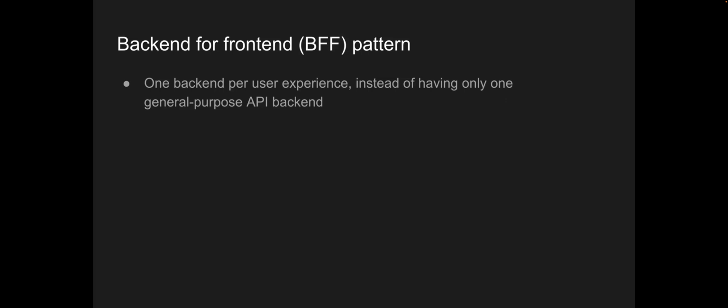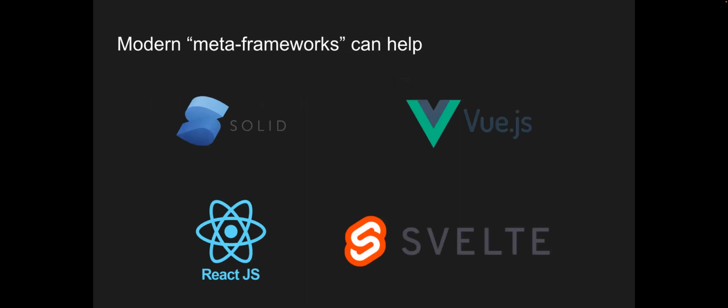It's saying, instead of cramming it all into one place, we're going to have a different application. We're going to have a different server per application effectively. And we're going to see it's pretty easy to implement this, as we'll see in a moment. A lot of modern meta frameworks can help with this.